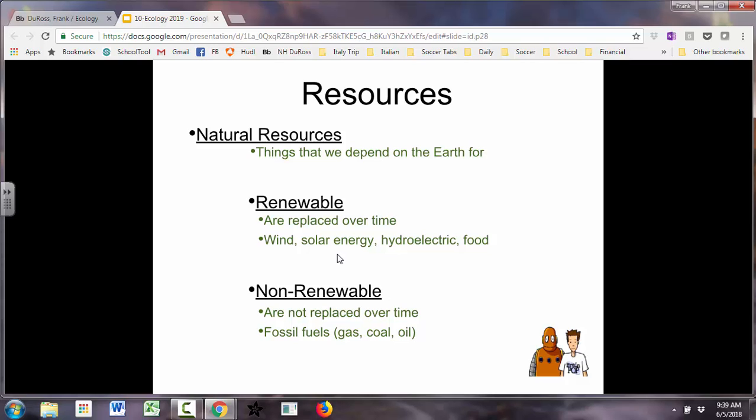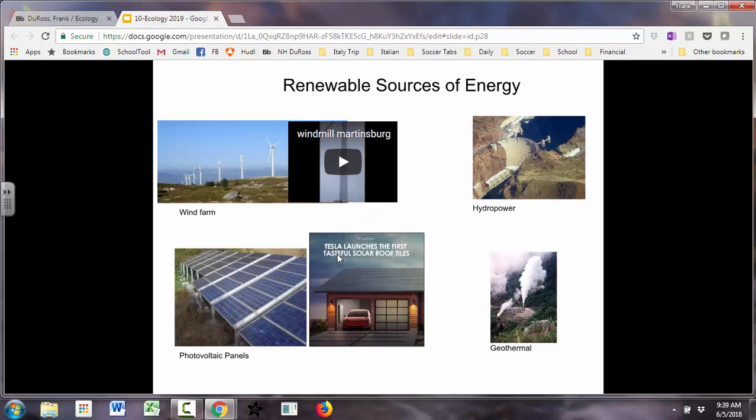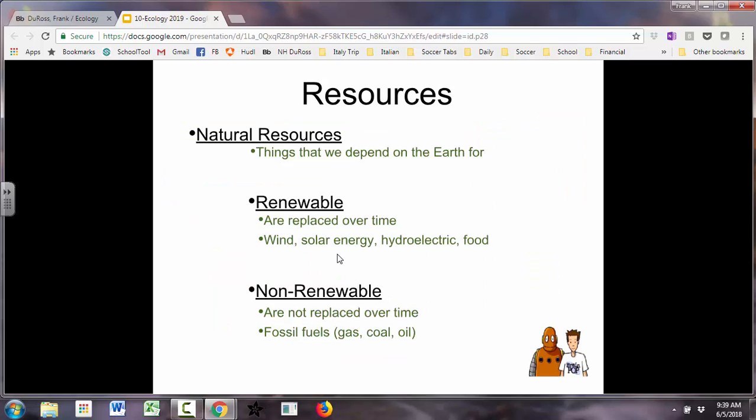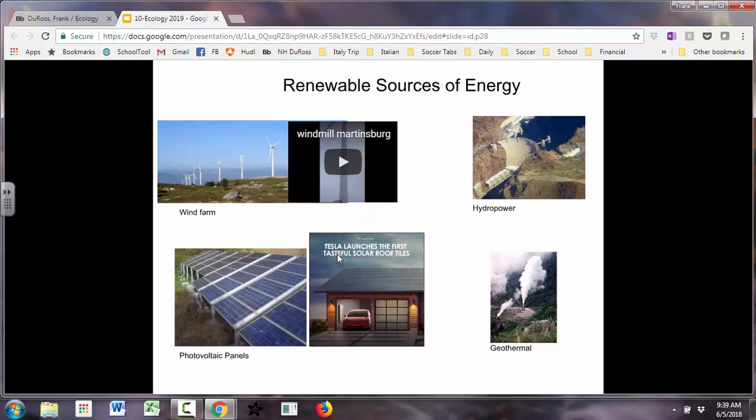Also, though, things like metals and minerals that we dig out of the ground are considered non-renewable resources. And so those non-renewables, when we take them, they're gone.